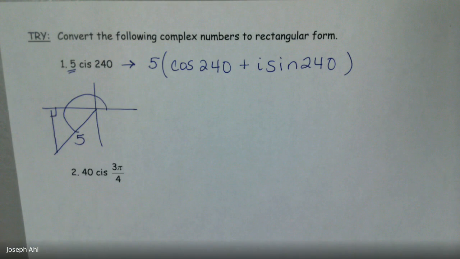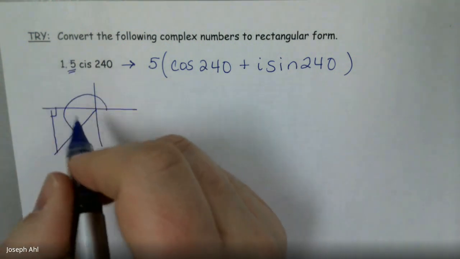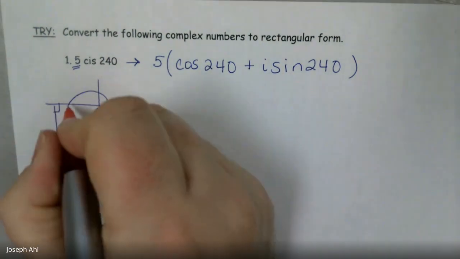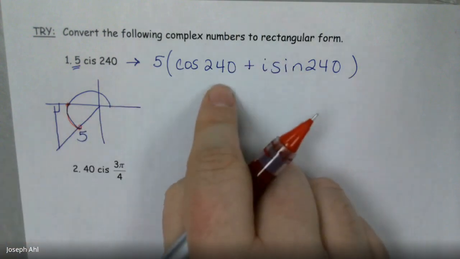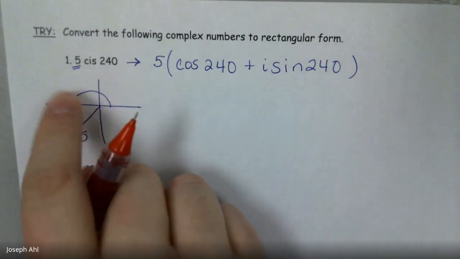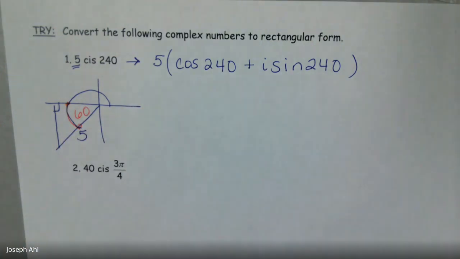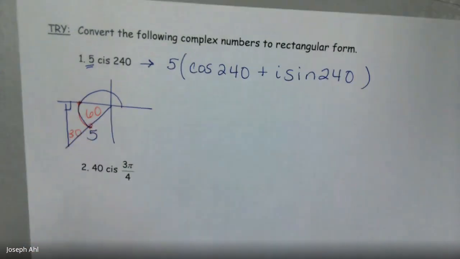And the last thing, just like we had practice with on day 1, is what is this little reference angle on the inside here? Well, the reference angle would be 240, total angle, minus the 180, which is leaving you with 60 there. So this angle must be a 30.